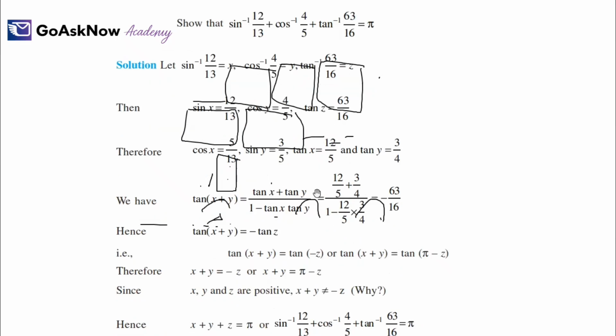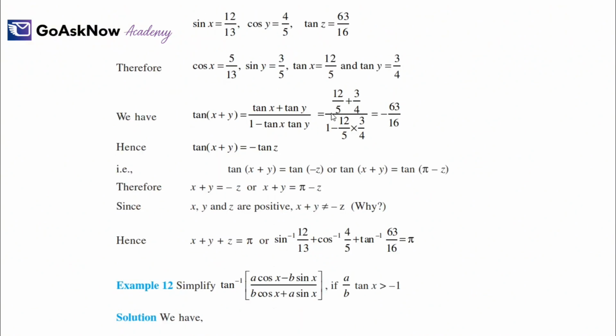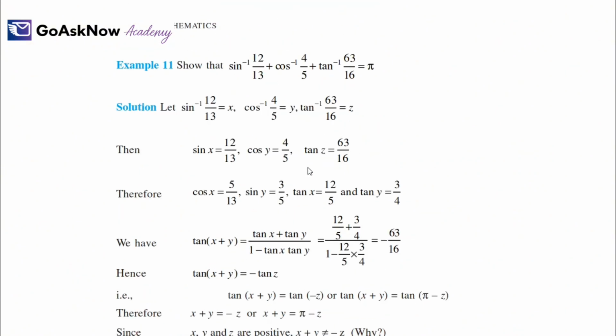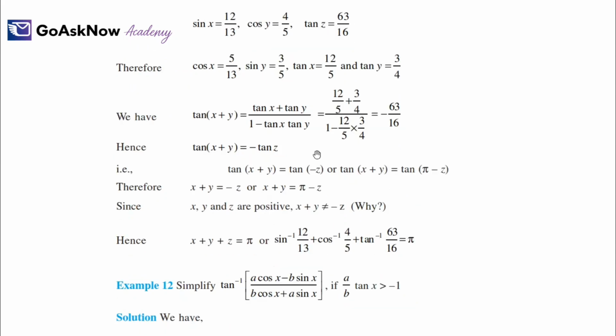After simplifying it, you will get tan(x plus y) is equal to minus of tan z, because 63 by 16 is minus of tan z only. Here you can see that tan z is equal to 63 by 16. So it is equal to minus tan z only. So tan(x plus y) is coming out to be equal to tan of minus z, because tan of minus z is equal to minus tan z. Or tan(x plus y) can be written as tan(pi minus z), because tan(pi minus z) will give you the value tan minus z only.